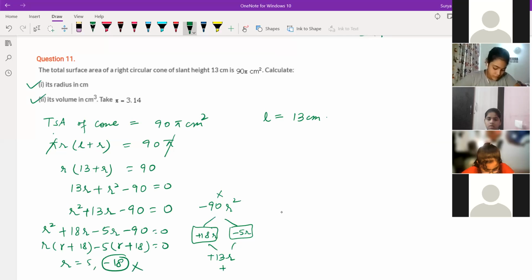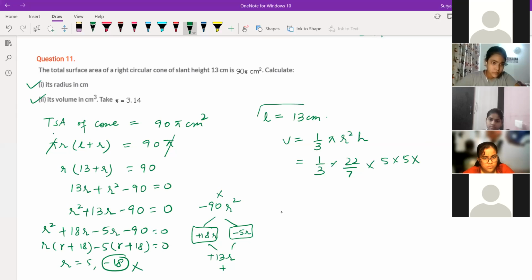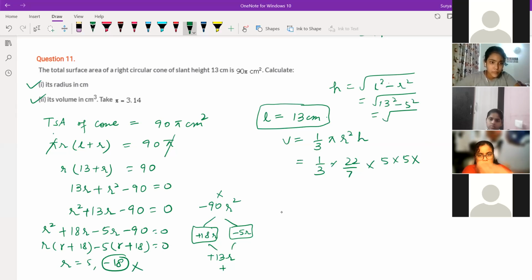Then we have to find the volume. The volume is equal to 1 by 3 pi r square h. So 1 by 3 into 22 by 7, 5 into 5 into h. H we don't know, but L we know already. L square minus r square, 13 square minus 5 square, root of 144, so that is 12. So 12 we can put. Then 3 4s are 12.